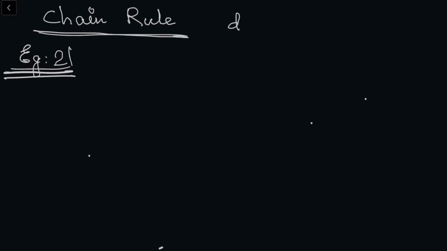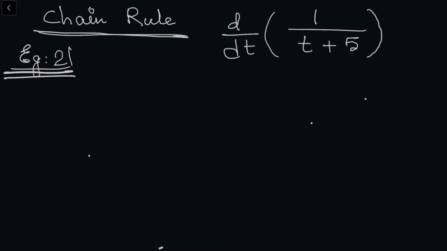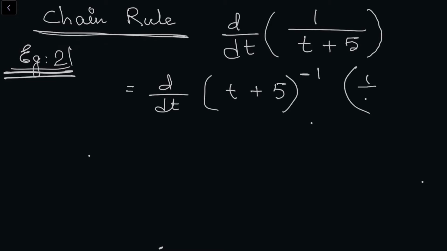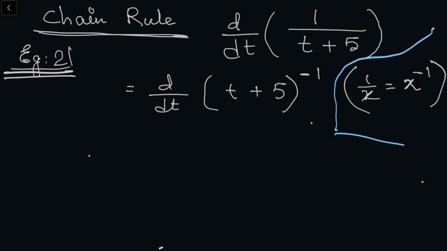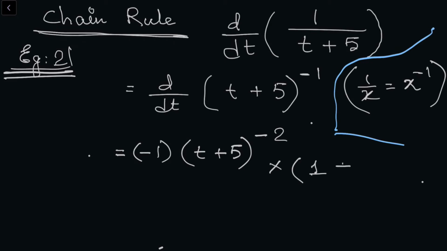Let's understand this chain rule with the help of example 2. It is d/dt of 1 by (t plus 5). So let us make first (t plus 5) to the power something, that is to the power minus 1. 1 by x equals x to the power minus 1. Now keep it aside and let us move forward. So something to the power minus 1 will give us minus 1 times something to the power, and then power reduces by 1, so minus 2. And then going inside the bracket, differentiation of t is 1 and 5 is 0.